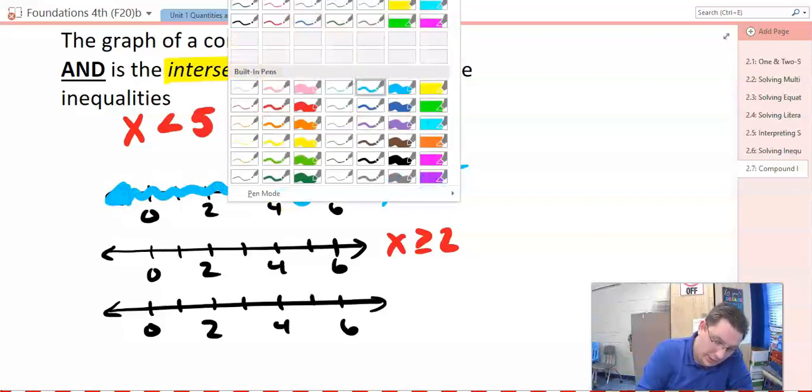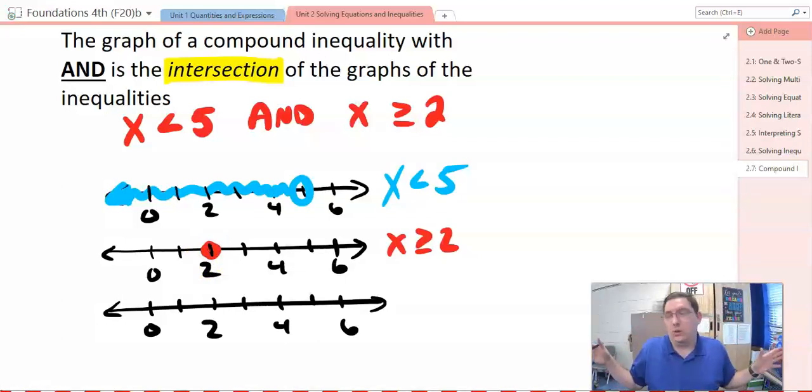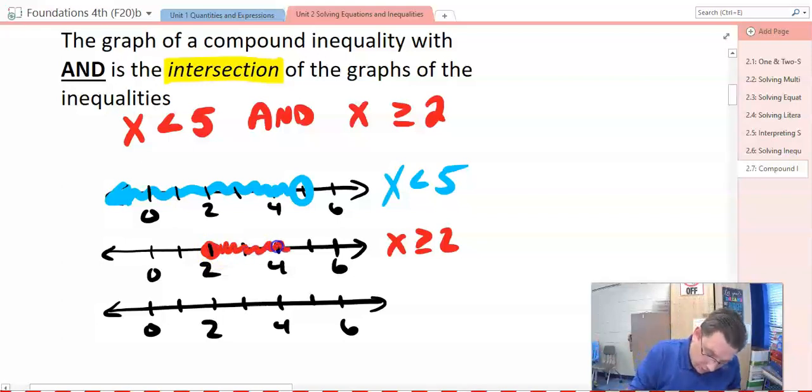Then we're going to do the same for x is greater than or equal to 2. What do we put at the 2? We put a dot. And where's that shading going to go? Is 1 greater than or equal to 2, or is 3 greater than or equal to 2? It's the 3. And so my shading will go towards 3, and we look at this.